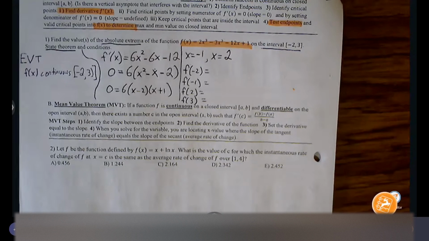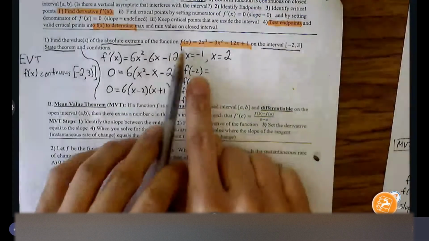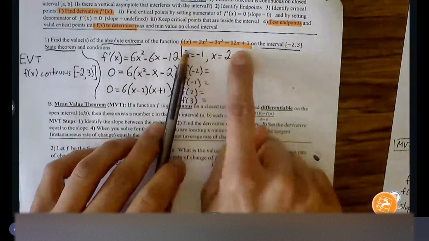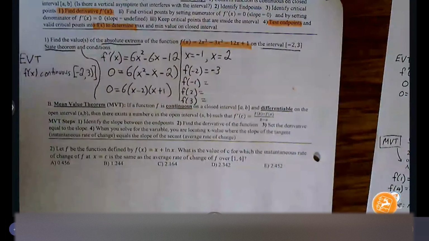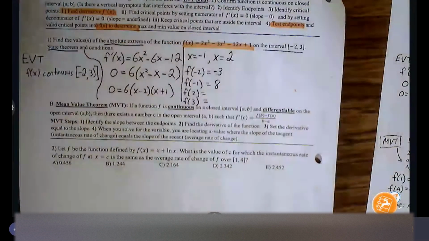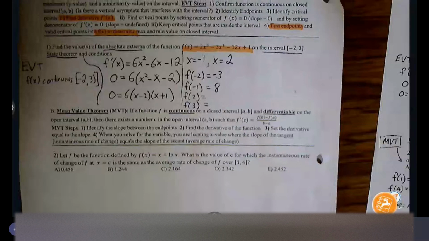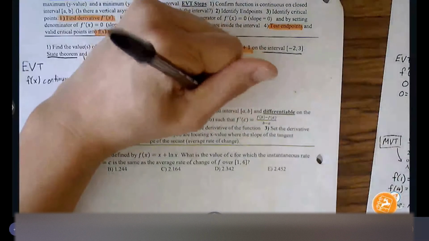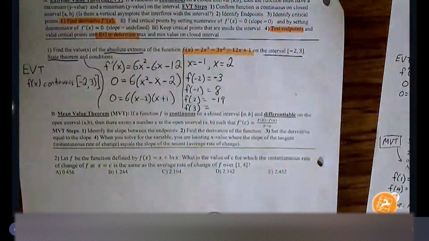Okay, so I'll speed up the process here. All these will go in the calculator. -2 for x will produce a y value of -3. -1 into the function will give us a y value of 8. 2 into the function will give me -19. And 3 into the function will give me -8.